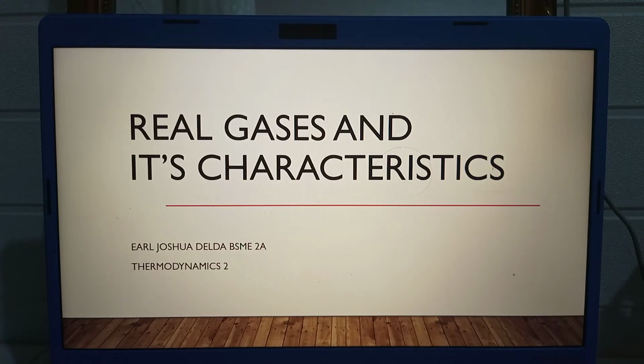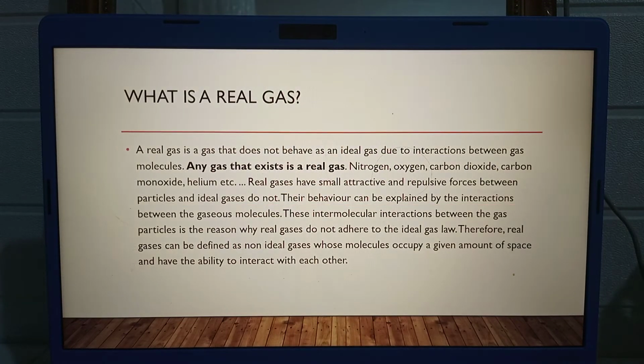Our topic for today is real gases and its characteristics. First, what is a real gas? A real gas is a gas that does not behave as an ideal gas due to interaction between gas molecules. Any gas that exists is a real gas: nitrogen, oxygen, carbon dioxide, carbon monoxide, helium, etc.